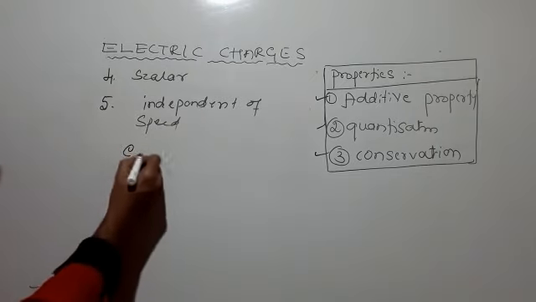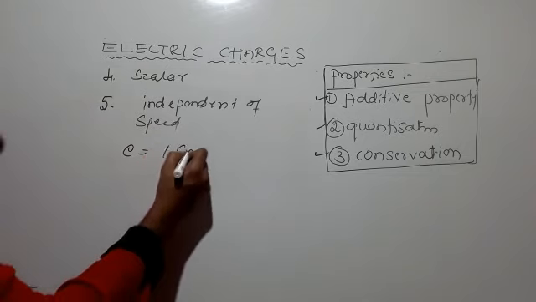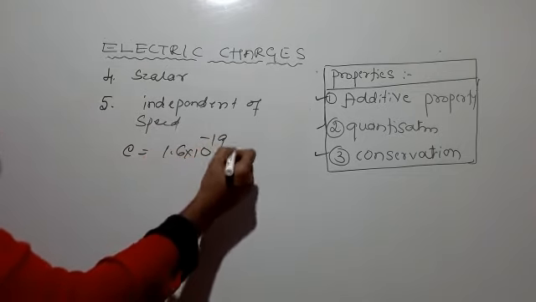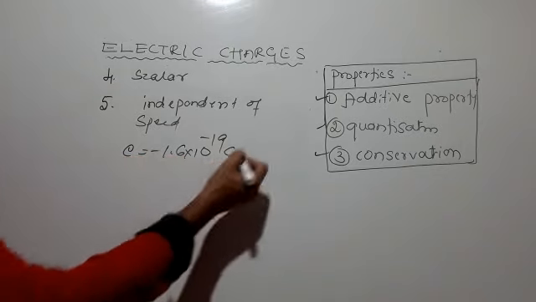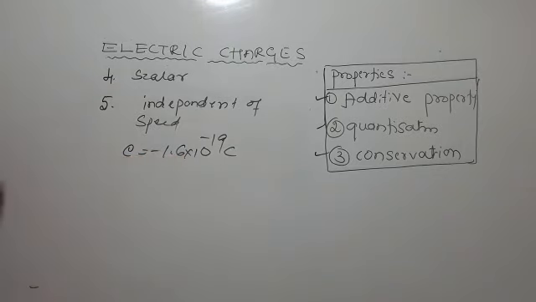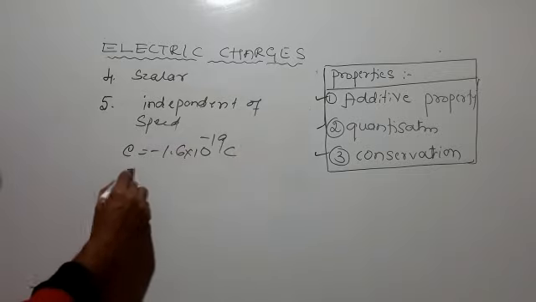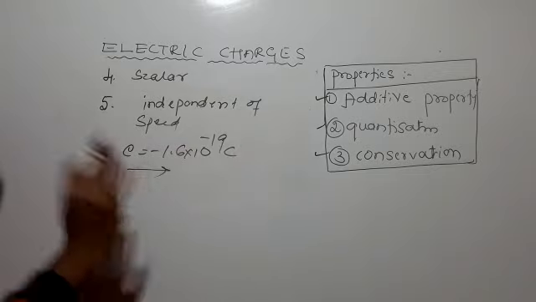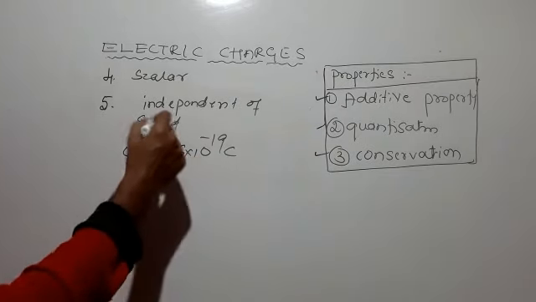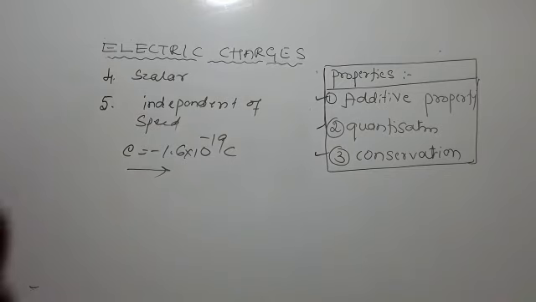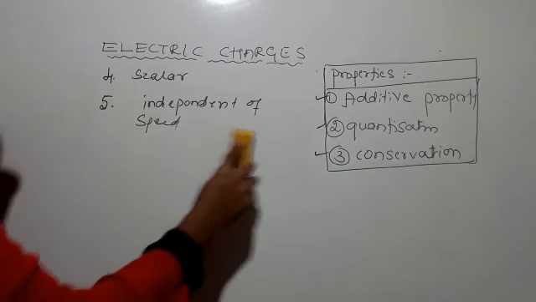Say for example, the electron charge is 1.6 into 10 raised to minus 19 coulomb. The charge on the electron is minus 1.6 into 10 raised to minus 19 coulomb. It does not change, whether the electron is moving fast or moving slow, because this magnitude is independent of the speed of the charge. So this is the fifth property.